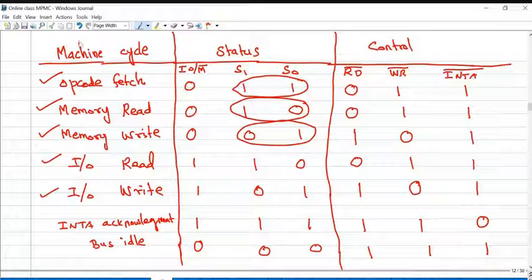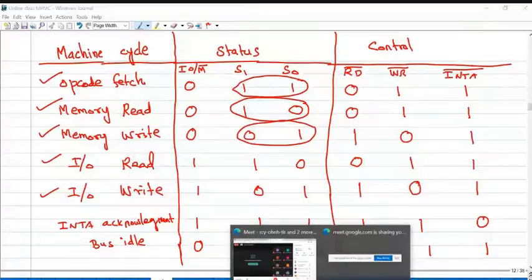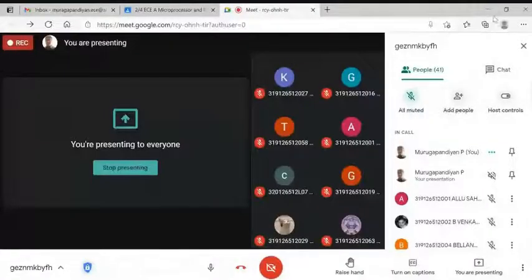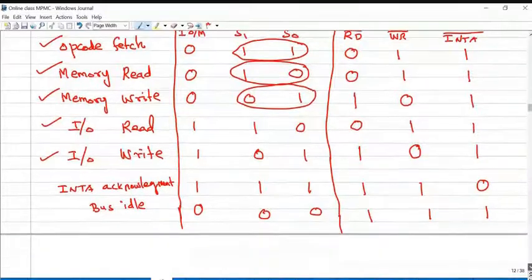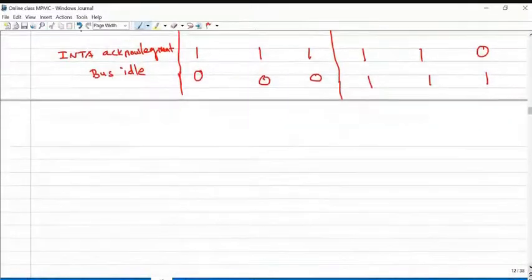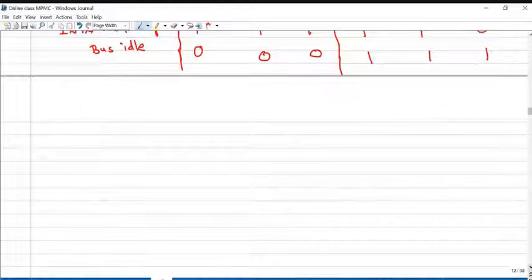So are you clear about these particular terms? Kindly respond during the classes. Otherwise, I'll call the roll number if you're not responding.